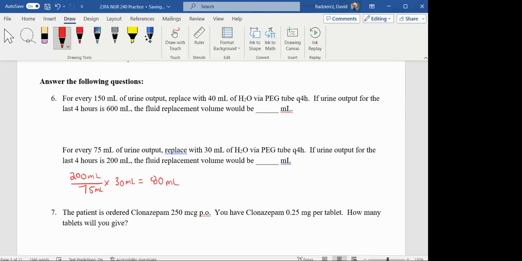Multiply. Okay, see, I was taking the number, dividing 200 by 75, and I would get 2.666667. And then I rounded it to 2.7, and then I multiplied it by 30. So I don't need to do any of that. I just do straight 200 over 75 multiplied by 30. And then I do get it.